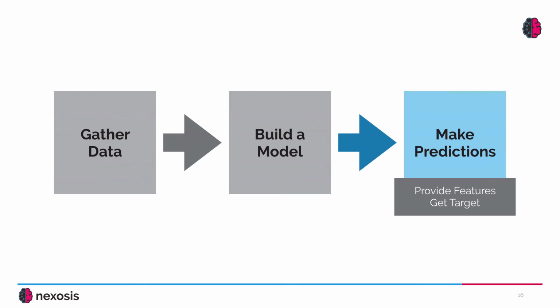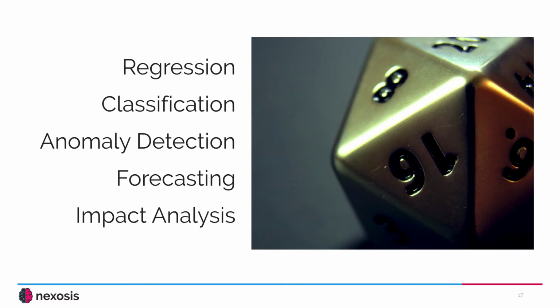So that's fine. What kinds of things can I predict? What kinds of problems can I solve? Right? So this is all pretty abstract. Well, I'm going to talk about 5 of them today. I think in the abstract I said I was going to talk about 6, but I nixed one. So I'm going to talk about regression, classification, anomaly detection, forecasting, and impact analysis.